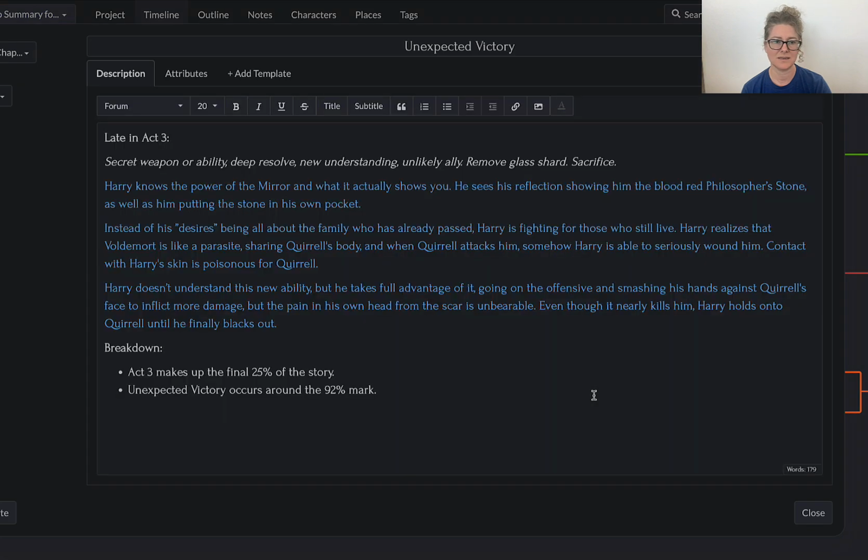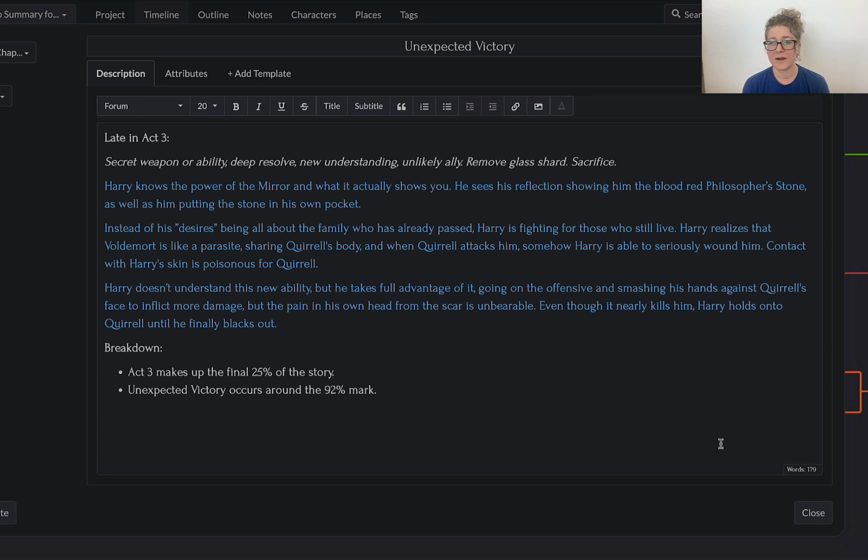Unexpected victory. Secret weapon or ability, deep resolve, new understanding, unlikely ally. Remove glass shard or sacrifice. Harry knows the power of the mirror and what it actually shows you. He sees his reflection showing him the blood-red Philosopher's Stone, as well as him putting the stone in his own pocket.